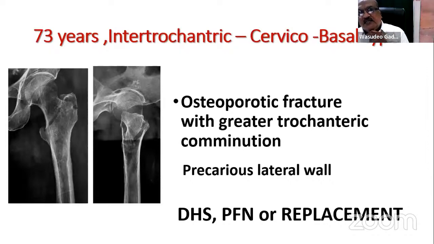A 73-year-old with an intertrochanteric fracture, a cervicobasal fracture. It appears to be more or less a stable fracture. But if you closely observe, you will find that there is greater trochanteric comminution and a thin lateral wall. This is the thin wall. Hardly any cortical bone is seen. And in such a fracture, even if it is a stable fracture, if you do DHS, the likelihood is that this patient may go for complication. DHS is the preferred treatment.